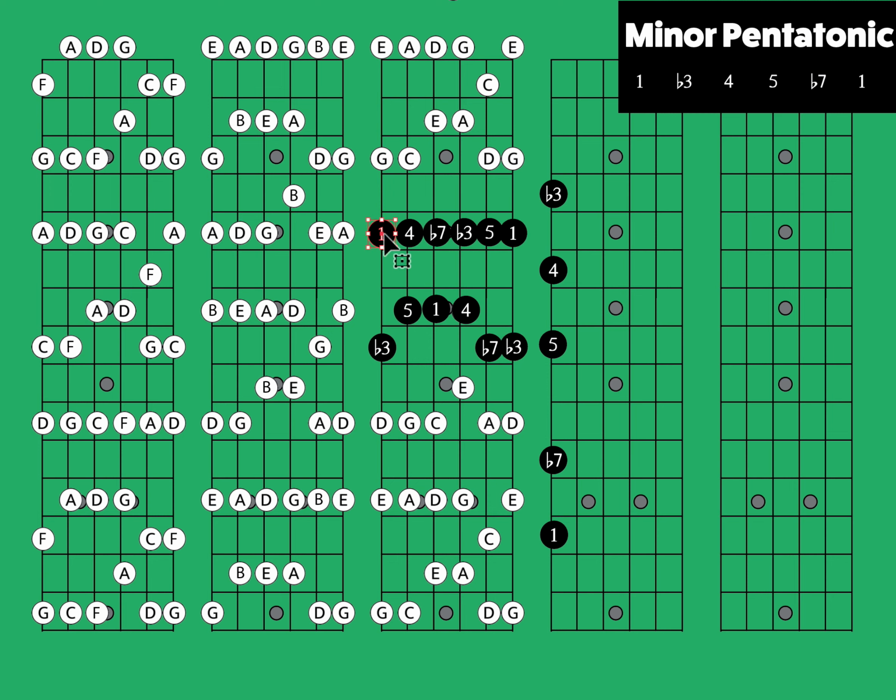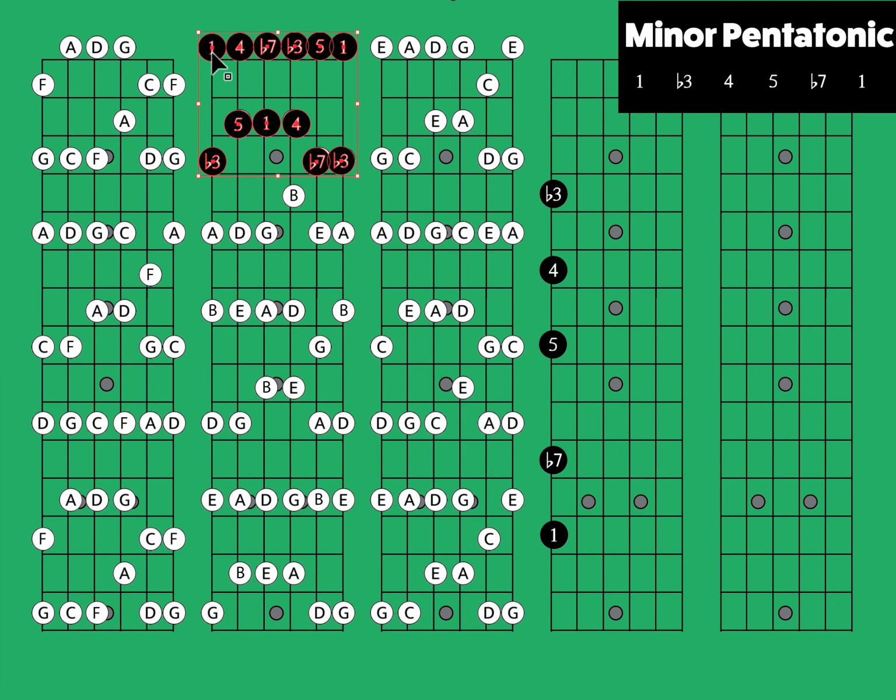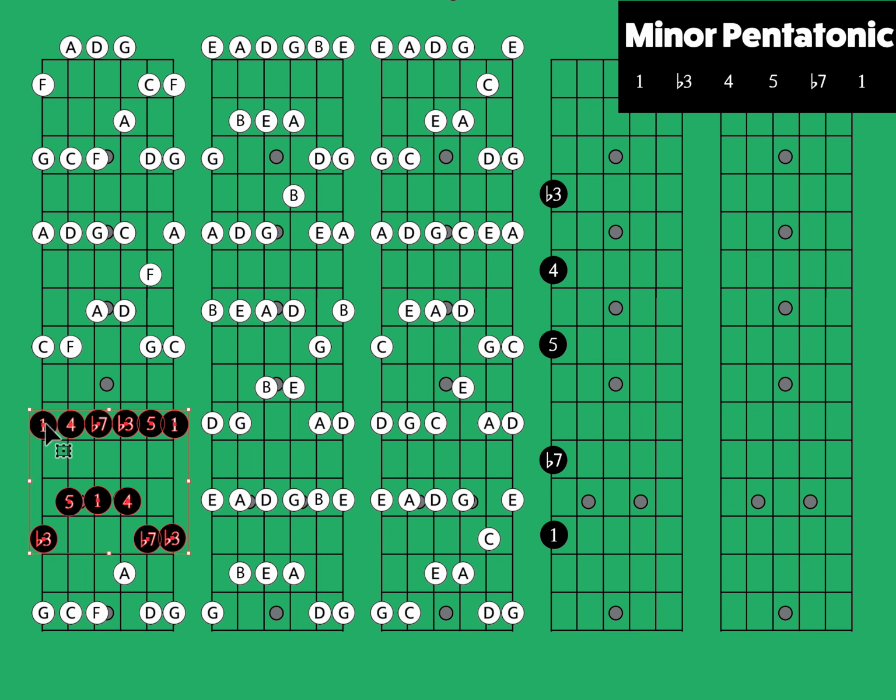Now I'm going to turn this into a grouped pattern. You can see that when we have this pattern here, that same pattern exists right there, and then that same pattern exists right here. So it looks like we did these right.